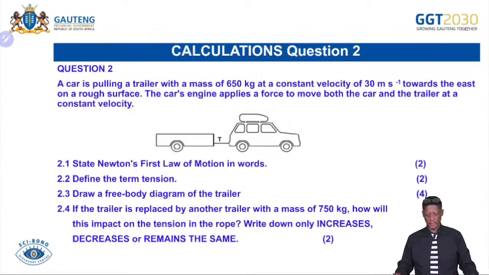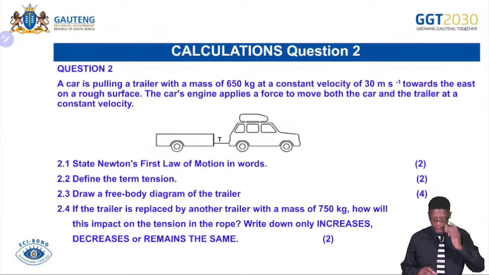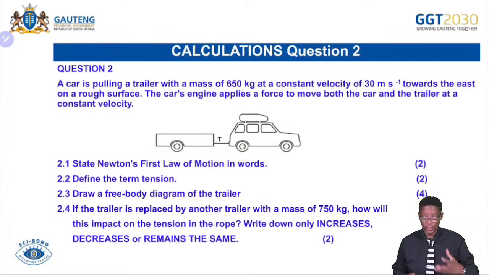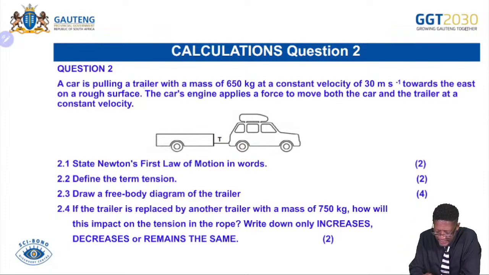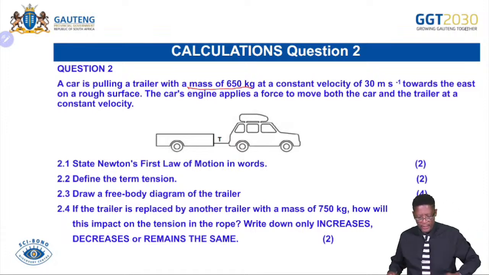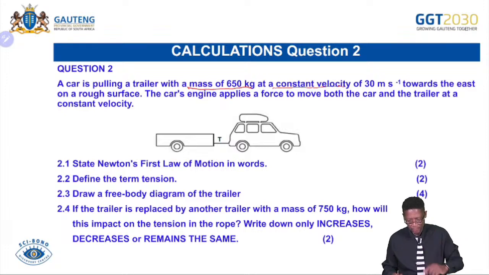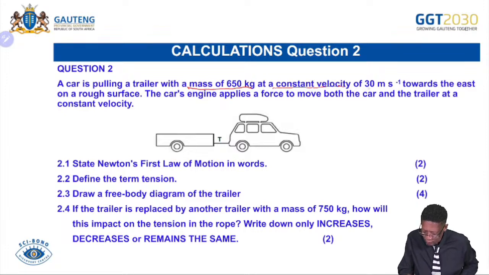That is where the nitty-gritty is. All right. If we look at the calculation, it says a car, remember the strategy, you read. It's very important to read, and then you underline. Right. A car is pulling a trailer with the mass. We are given a mass, it's data there, a mass of 650 kg at the constant. You know what it means when you say constant, right? Constant velocity of 30 meters per second towards east, the direction, which is the vector, isn't it? Towards east, it's a vector, there's a direction.